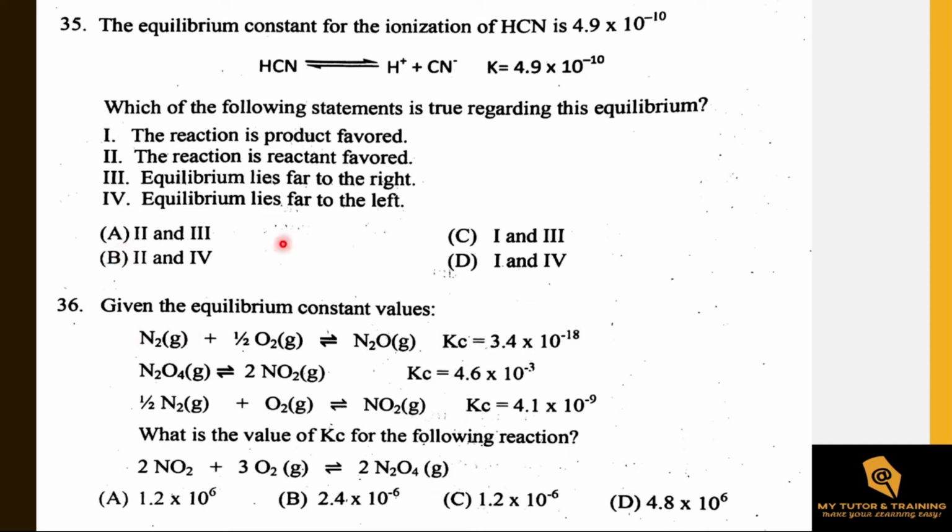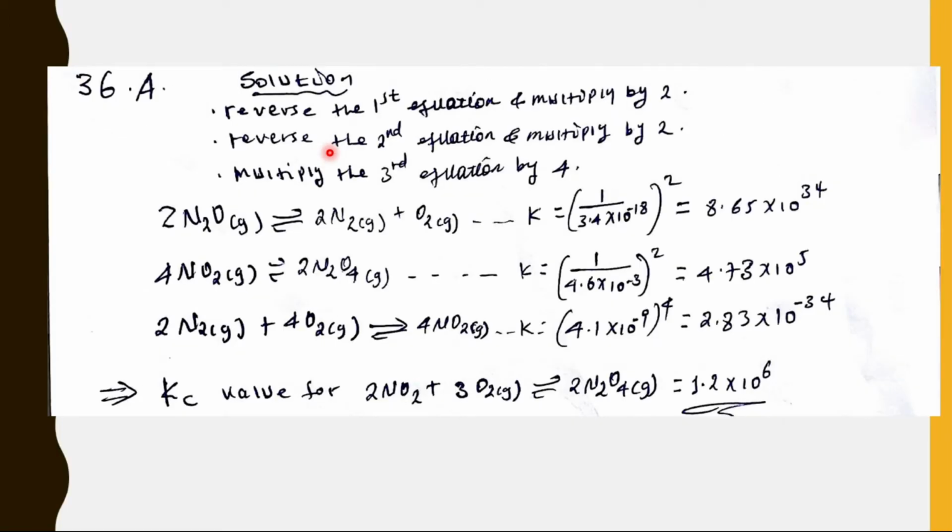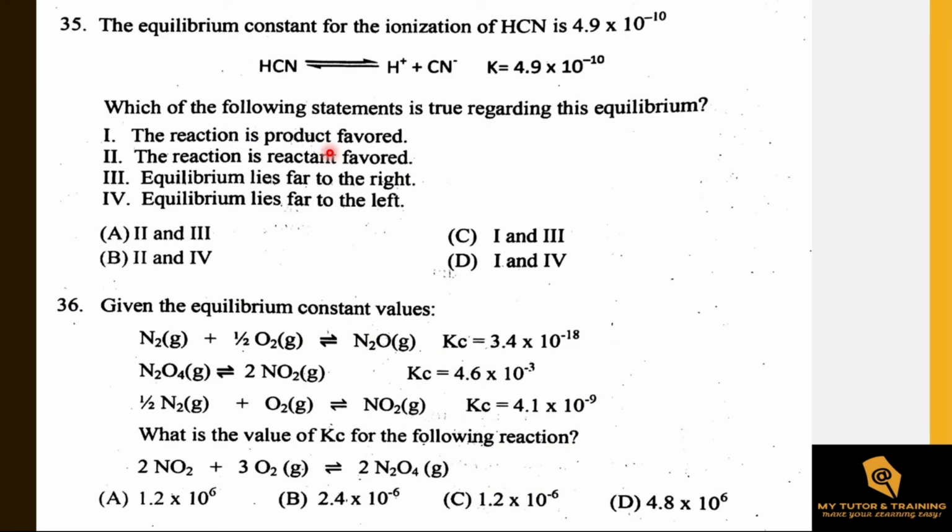Question number 36. Given the equilibrium constant values, you are given these three equations. So what is the value of Kc for the reaction 2N2O2 plus 3O2 into 2N2O4?